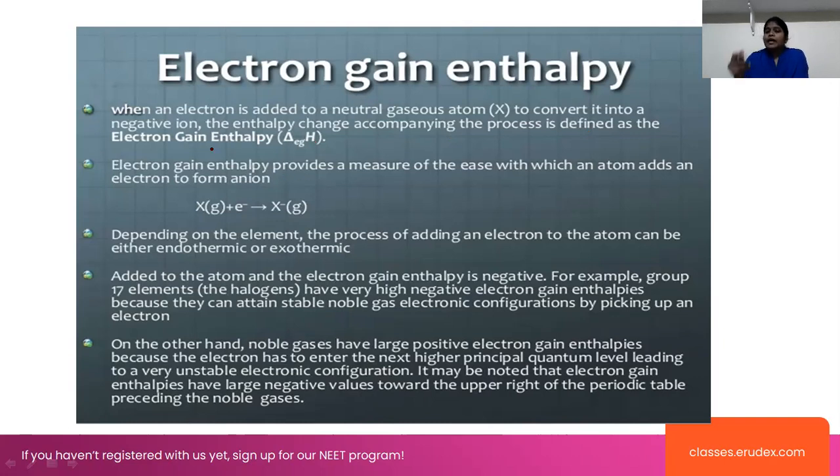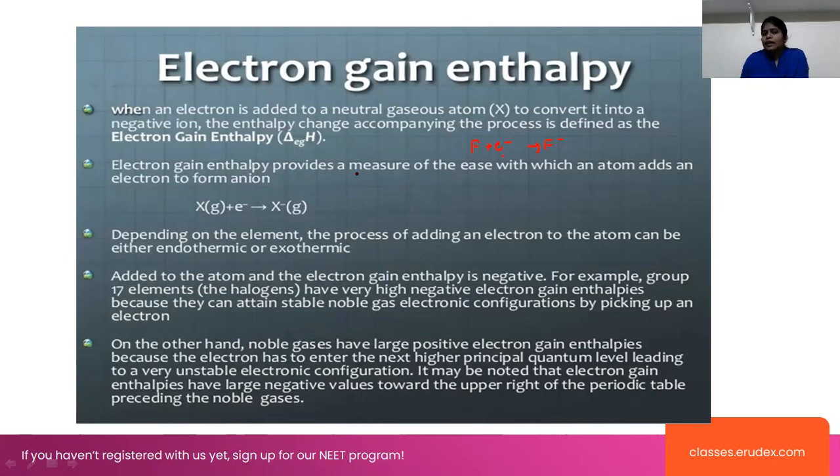In this case, we are adding one electron to a neutral gaseous atom, and it converts into a negative ion. Look here, I am adding one fluorine plus an electron, which gives rise to F minus. We are adding the electron to the neutral gaseous atom so that it converts into F minus. The enthalpy change accompanying the process is called the electron gain enthalpy.